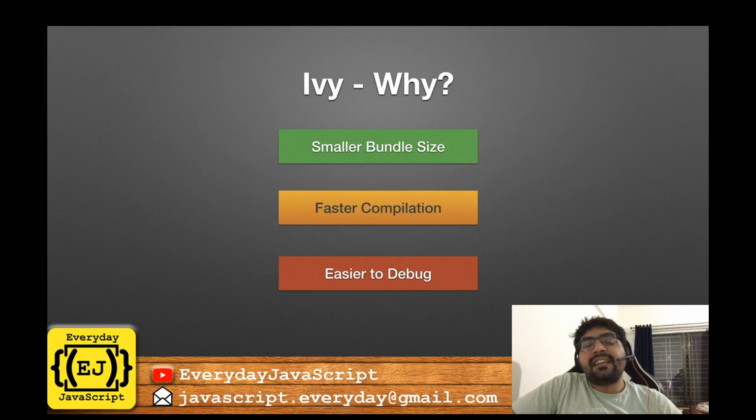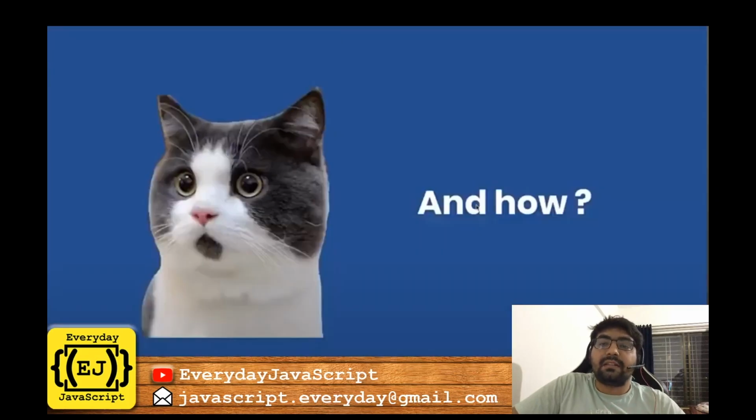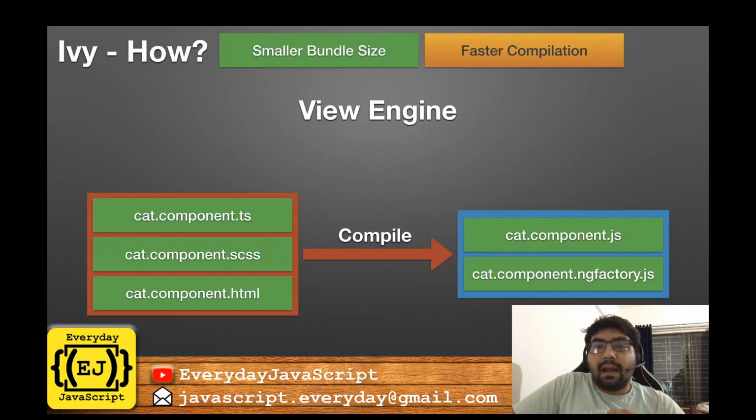Let's look at why someone would use Ivy rendering engine. There are three main reasons: smaller bundle size, faster compilation, and it's easier to debug. Let's go ahead and check each and every point one by one. We've already seen smaller bundle sizes and faster compilation. Let's see how it does those things. How does Ivy help us achieve smaller bundle size and faster compilation?